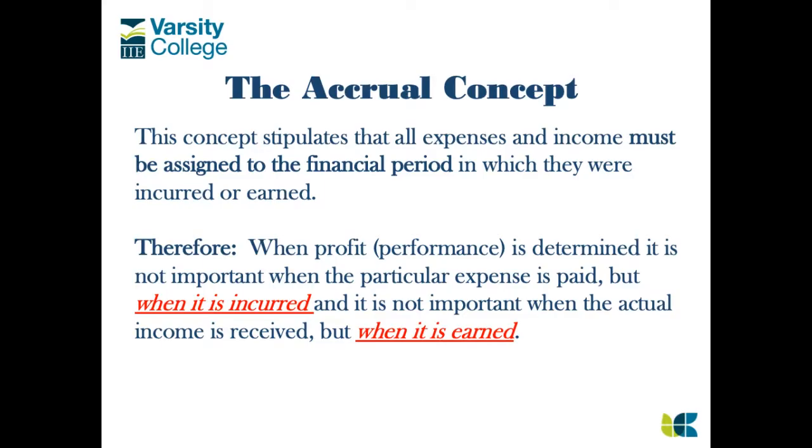All right. So going further, it is not important when the actual income is received, but when it is earned. Okay. So he owes me 5,000 in this financial year. He hasn't paid me. He's only going to pay me in January of the next year, or March of the next year. But I'm still going to record that sale and the fact that he's a debtor in this financial year, because it is earned, it is owed to me. Does it make sense? Okay?